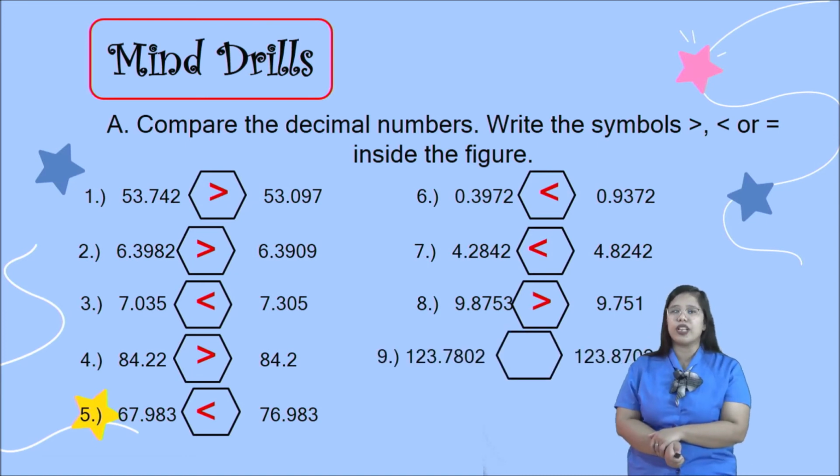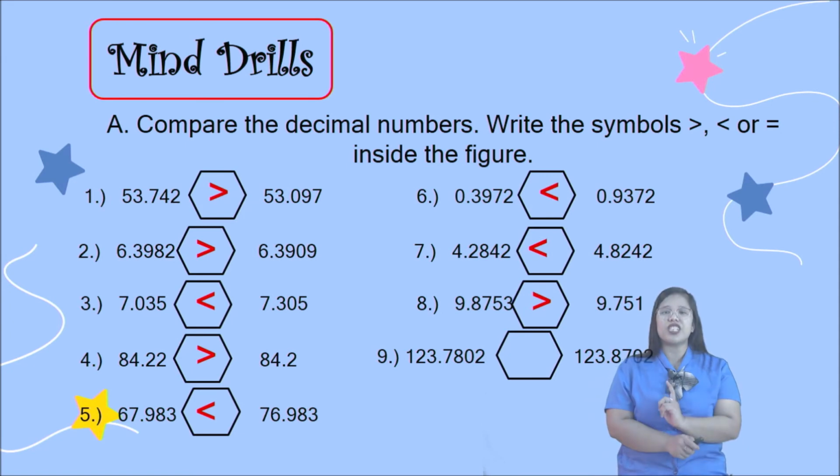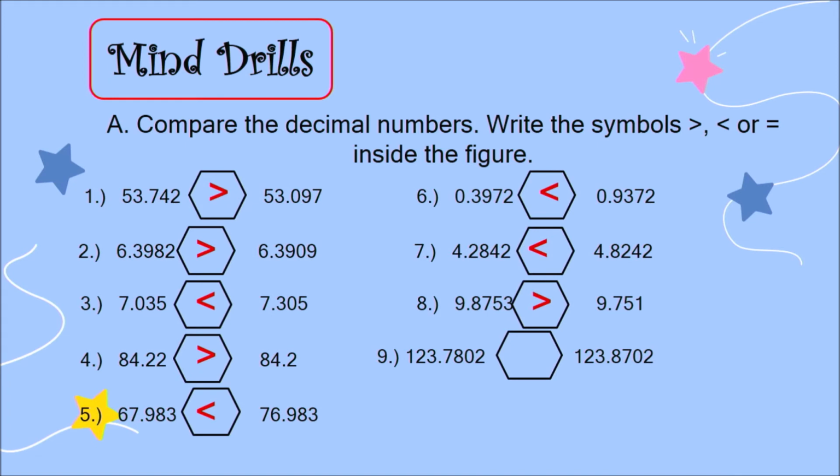For the next one, kids, we have 123 and 7,802 ten thousandths, 123 and 8,702 ten thousandths. So the answer will be less than. And for the last number, we have 259 and 803 thousandths, 259 and 830 thousandths. So the answer will be, very good, less than.